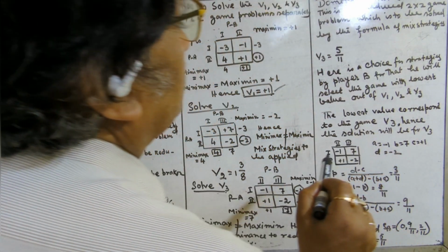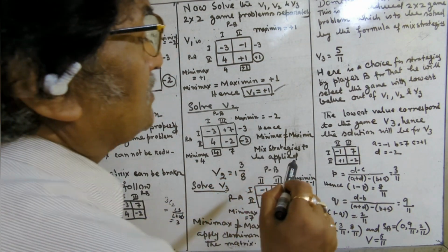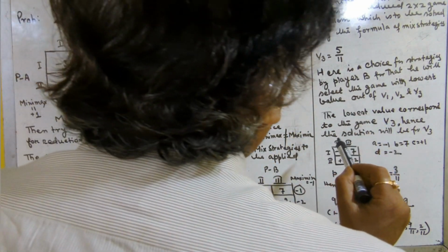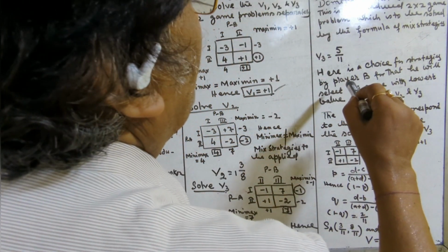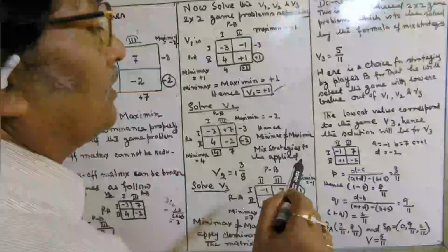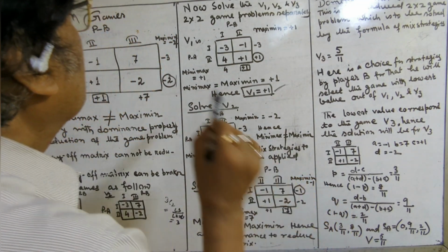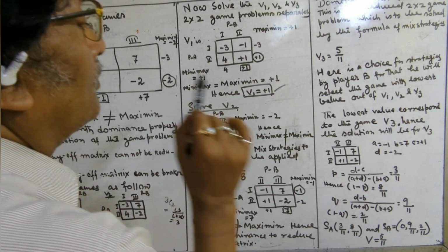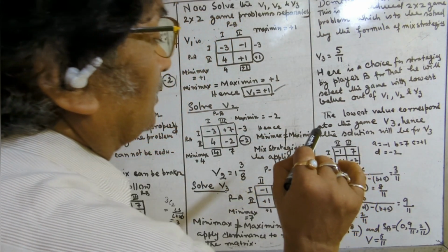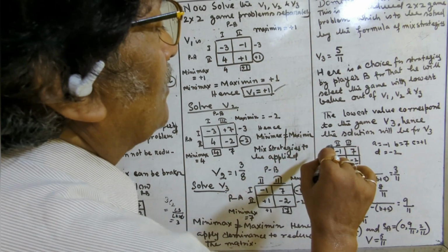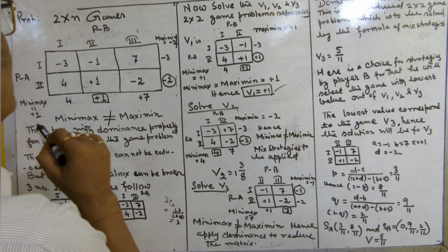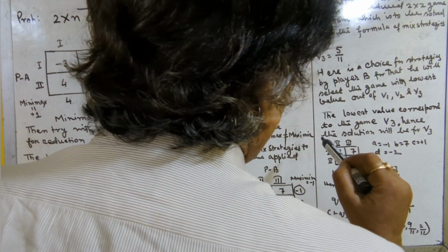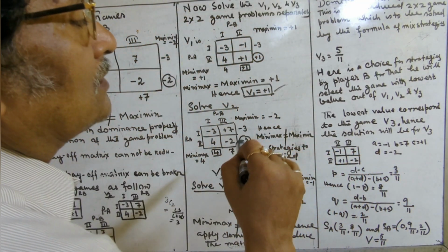Now, why are we calculating in detail the value of P for this 2 by 2 matrix? Because I have already mentioned that out of the three 2 by 2 matrices, the one with the lowest value of the game will be selected, because here the option is for player B. That's why B always tries to take the matrix for which the value is minimum, because the value will be in favor of A.